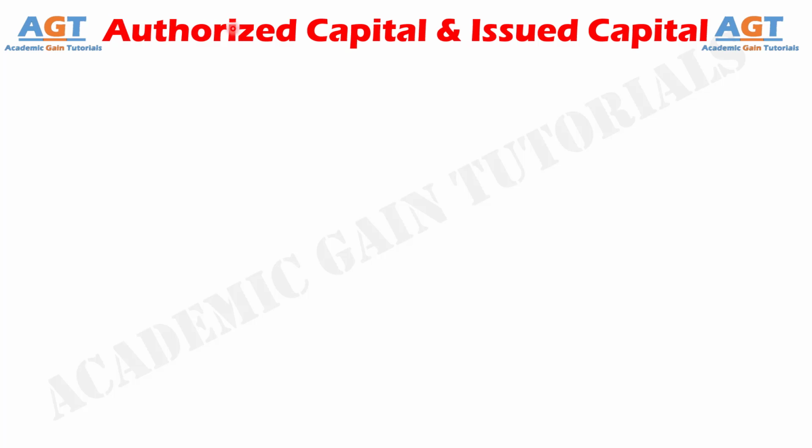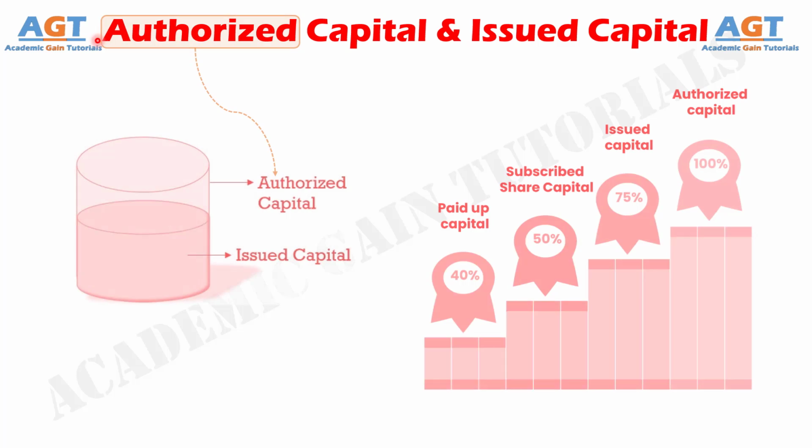In this video, we will look into the differences between authorized capital and issued capital. Authorized capital refers to the amount of share capital which the company registers itself with the Registrar of Companies, and is authorized to issue by its Memorandum of Association. This means that authorized capital is the maximum amount of capital that the company takes power to issue during its lifetime through its Memorandum of Association.